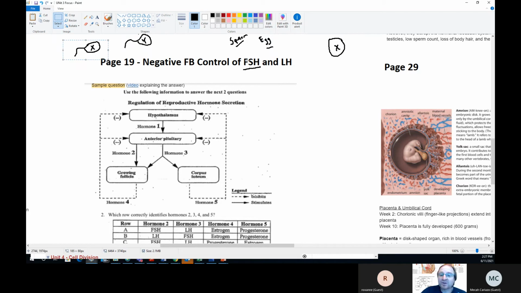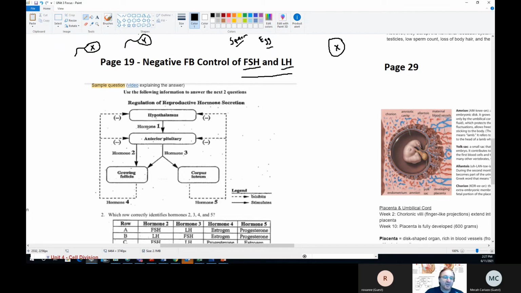All right, so that was all talking about follicles, follicle stimulating hormone. Luteinizing hormone, again, the target of both of these is going to be either the ovary or the testes. Luteinizing hormone in males is going to make the testes produce testosterone. In females, it's going to make the ovaries produce estrogen.